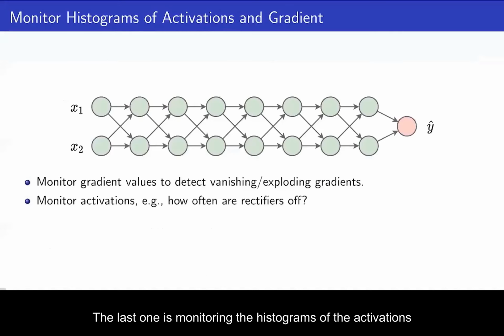The last one is monitoring the histograms of the activations and the gradients. You should always monitor the gradient values and see if there's a vanishing or an exploding gradient. You should check if some activations are 0, then you can probably prune these activations and remove these units. By doing this, you can gain inference speed and you can also reduce the size of your model, because when these activations are off, they're basically not doing much and can be pruned off.